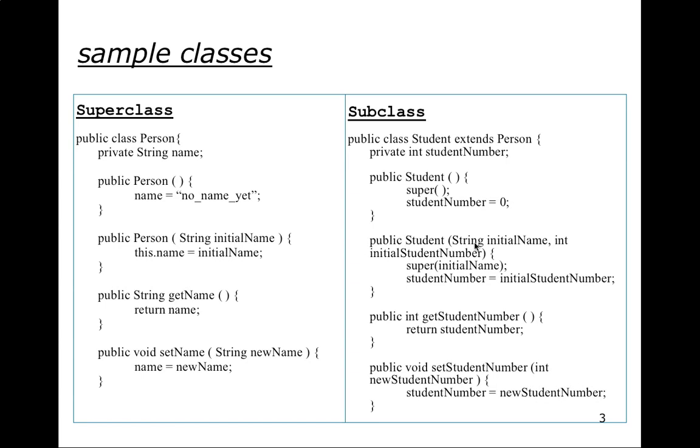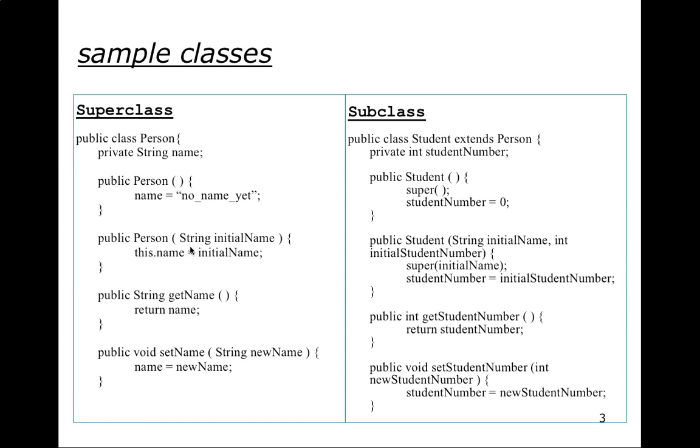Now you're wondering, well, okay, so student number is over here, but there's no student name. So what am I going to do now? Well, that's why I'm writing super with the initial name. I'm passing the parameter from here that I took in when I created a student. Taking that parameter, I'm passing it to super, which means over here, the second constructor is going to work now.